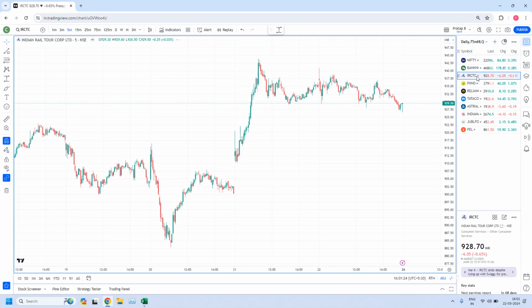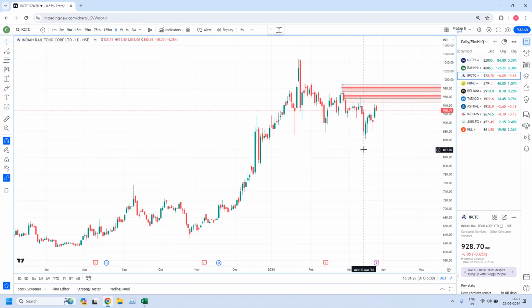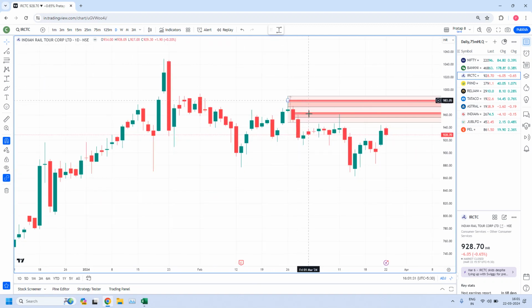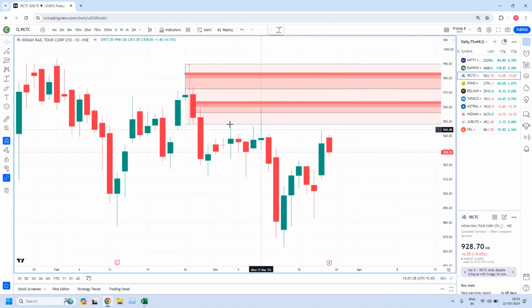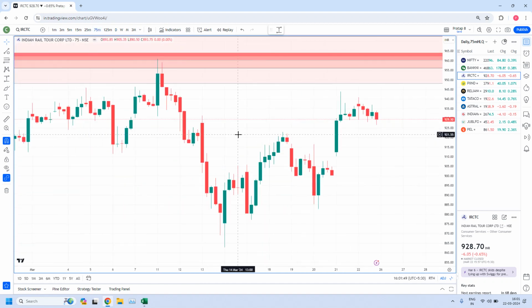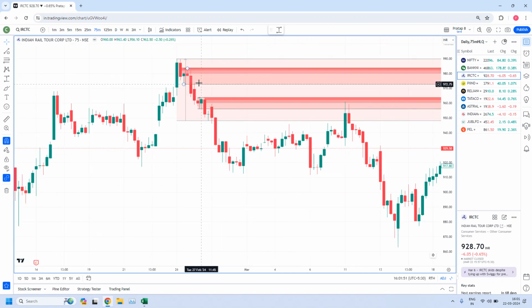Next one is IRCTC. This is a daily zone, and this is the one we already fine-tuned earlier. We have a rally-based drop. Let me show you in case you missed the earlier discussion. Inside we identified 2 75-minute zones. We have a drop, 2 base candles, drop, again a drop, 2 base candles and a drop.